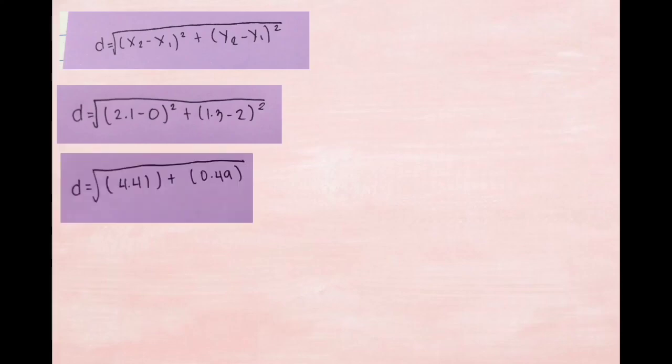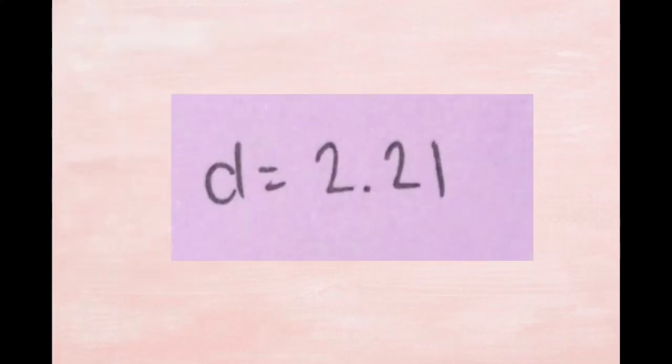2.1 minus 0 is 2.1. 2.1 squared is 4.41. 1.3 minus 2 is negative 0.7, and squared that is 0.49. Next, add 4.41 and 0.49. That is the square root of 4.9. And the square root of 4.9 is 2.21. Therefore, the distance of the parallel lines is 2.21 units.